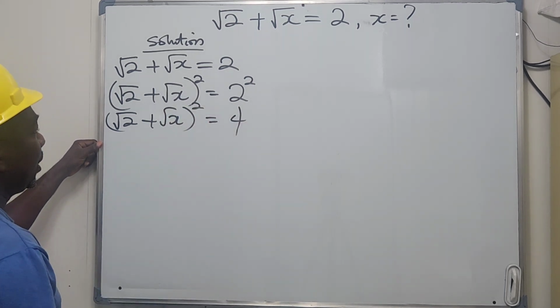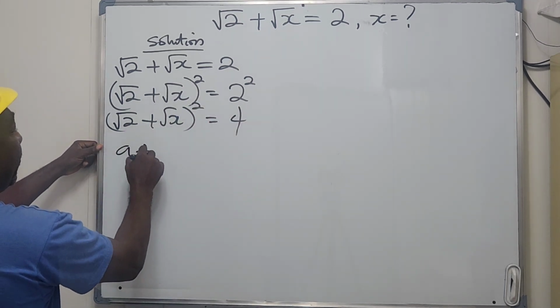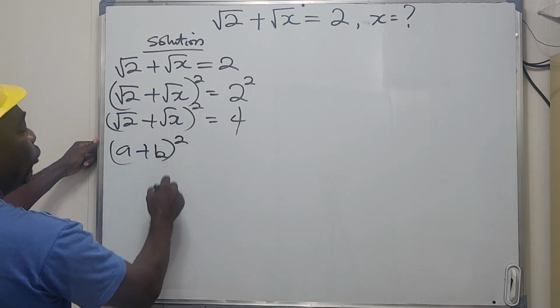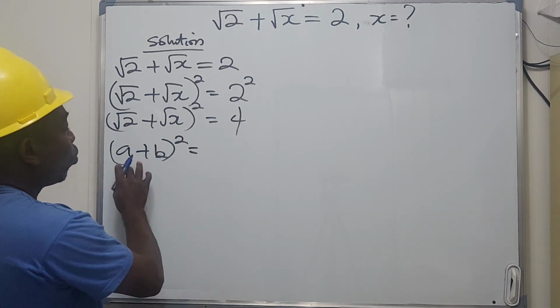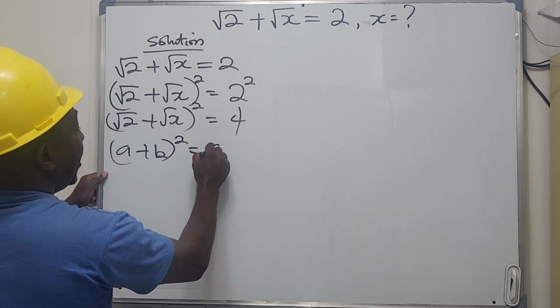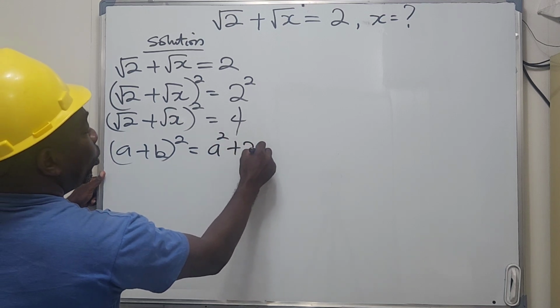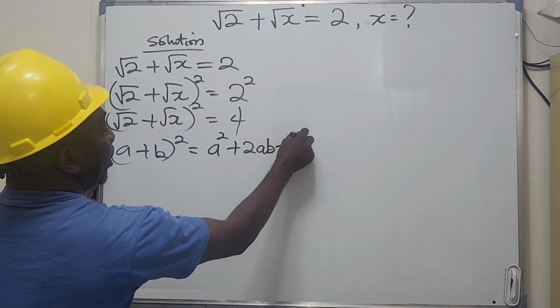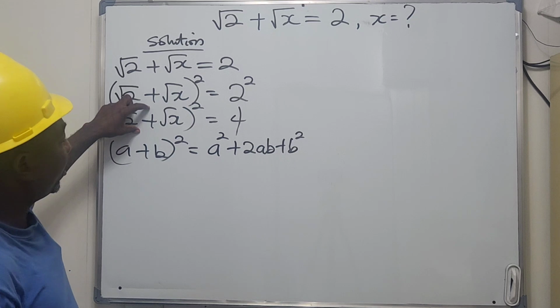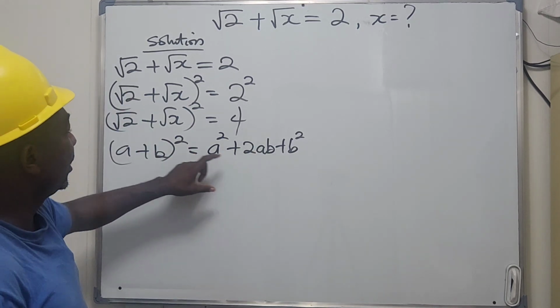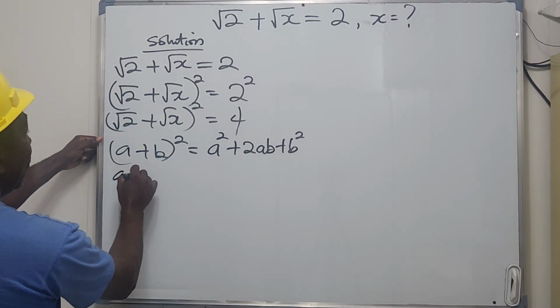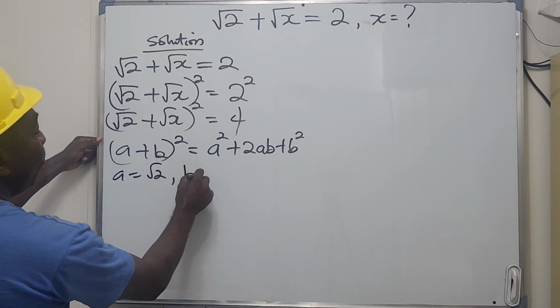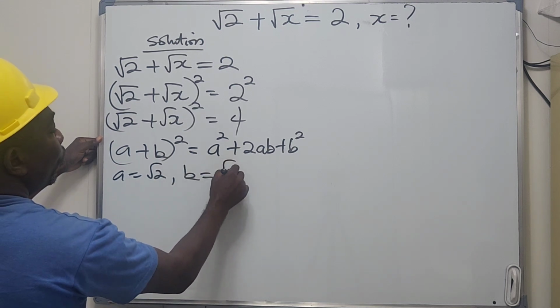If you look at this, this is in the form a plus b all to the power of 2, which, when you evaluate, will give us a to the power of 2 plus 2ab plus b to the power of 2. So we are going to express the left hand side like this. In this case, our a equals root 2 and our b equals root x.